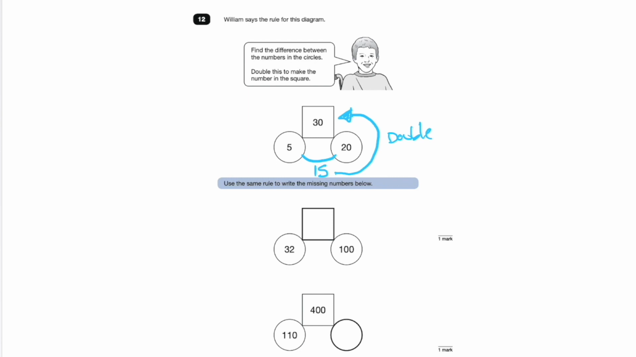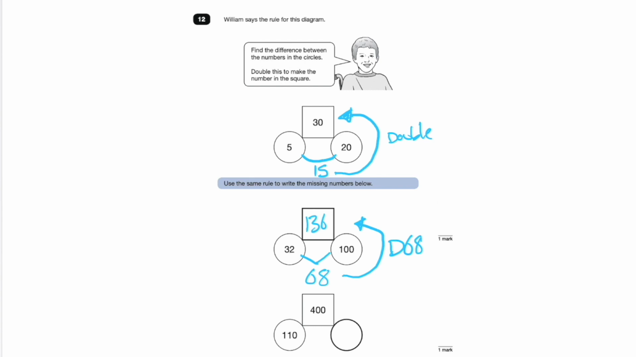That makes sense that that would then be 30. So let's use the same rule to work out these questions below. What's the difference between 32 and 100? Well, I know it's 68, just off the top of my head, but if you wanted to use column subtraction, you could, and you could do 100 subtract 32. But then it says I need to double my 68, and doubling 68 gives me 136. Again, you could times that by 2 or add two 68s together if you wanted to.